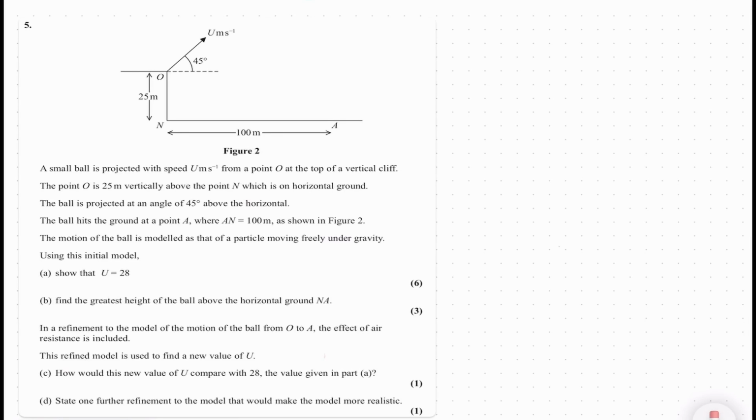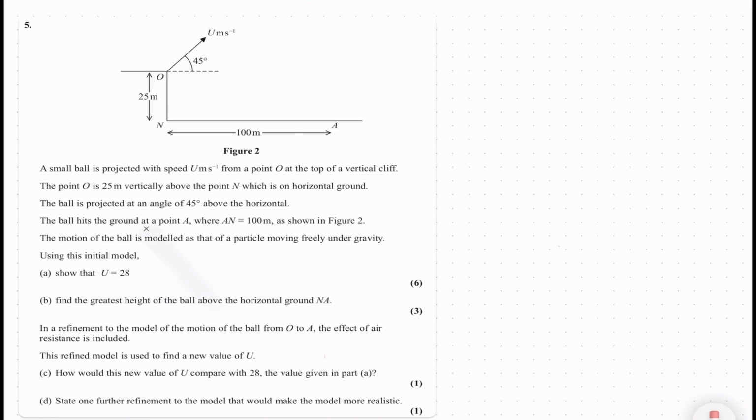Hi, in this question, we're told that a small ball is projected with a speed of u meters per second from a point at the top of a vertical cliff. The point is 25 meters vertically above the point N, which is on horizontal ground, and the ball is projected at an angle of 45 degrees above the horizontal.